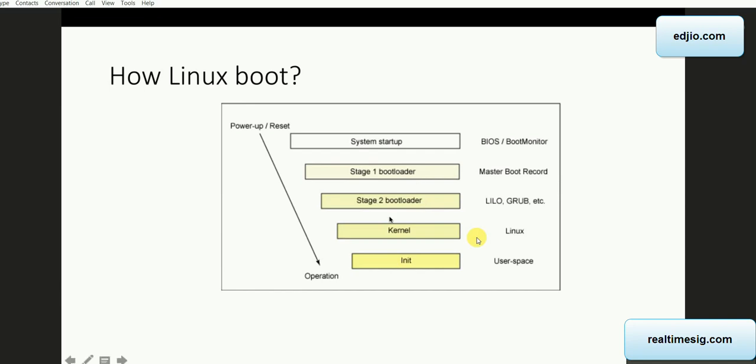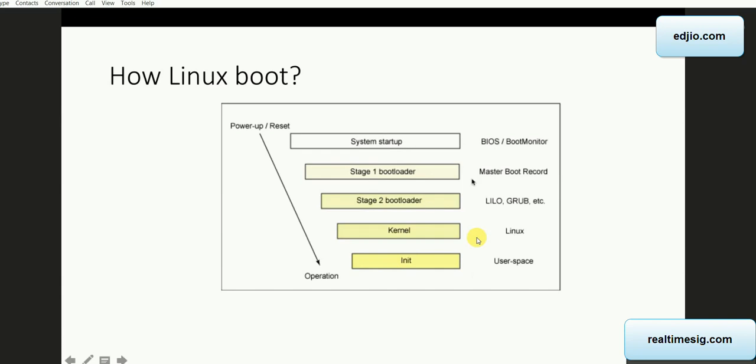The responsibility of this bootloader, some examples being LILO, GRUB, etc., is to load the next kernel. Load means reading the Linux kernel from non-volatile memory or hard disk into RAM. From here onwards, execution is from RAM. Where does this BIOS program execute from? It executes from ROM, read-only memory, or EEPROM, whatever you call it.